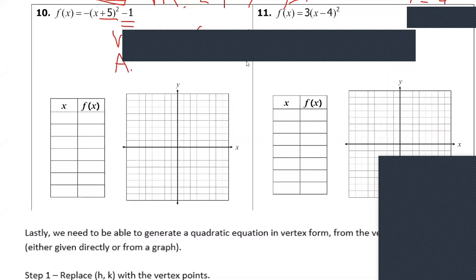Our axis of symmetry, I just always abbreviate that AOS, is x equals, and it's always the x value of your vertex. So whatever that first number of your vertex is, that's going to be your, oh, you guys can't see my screen either.